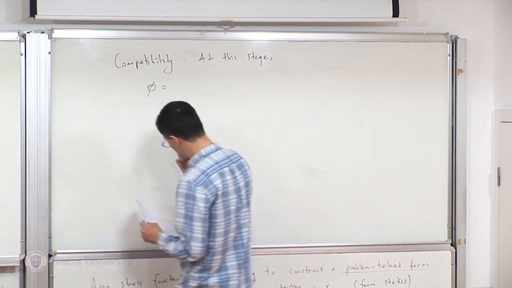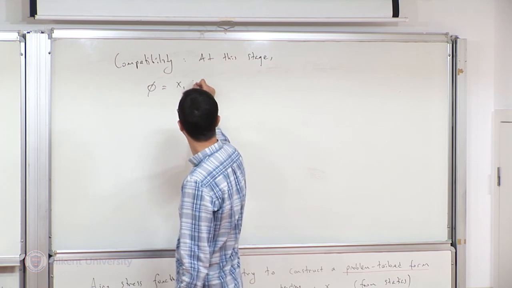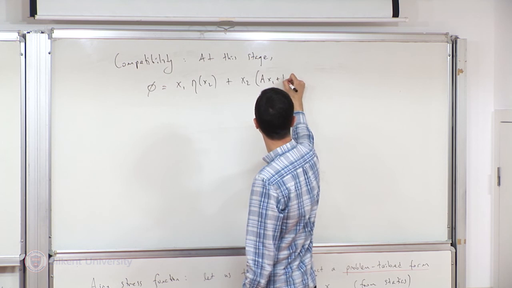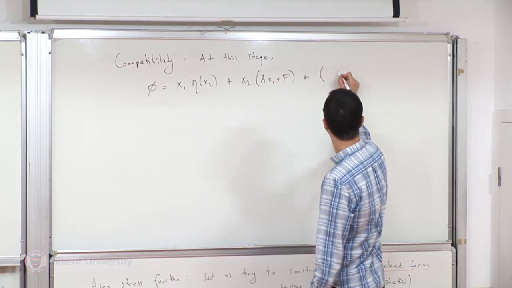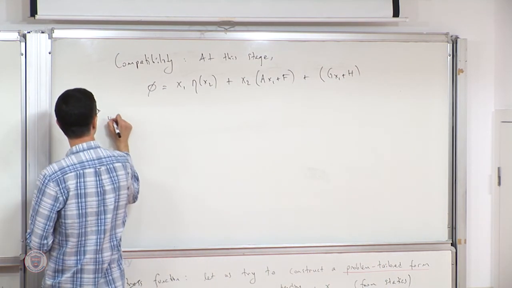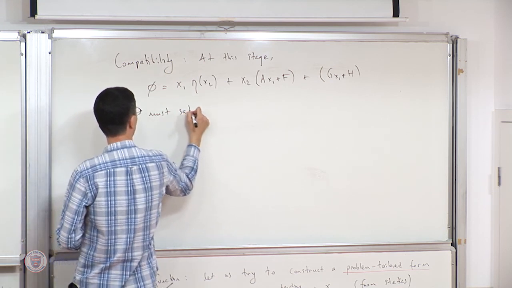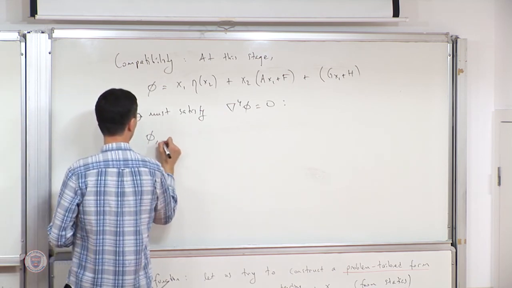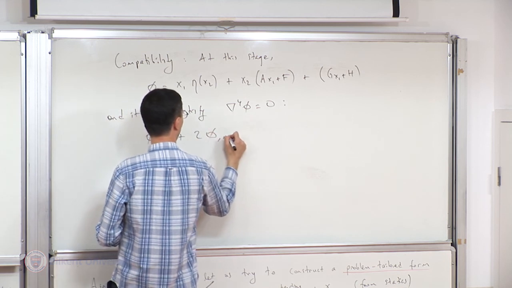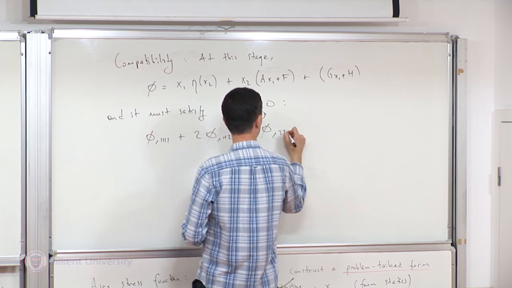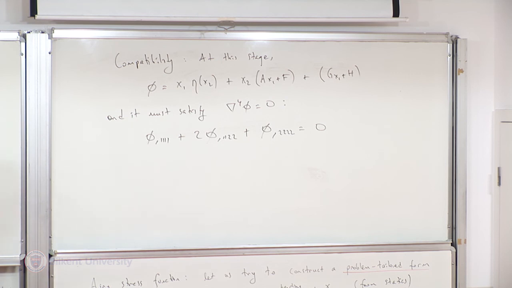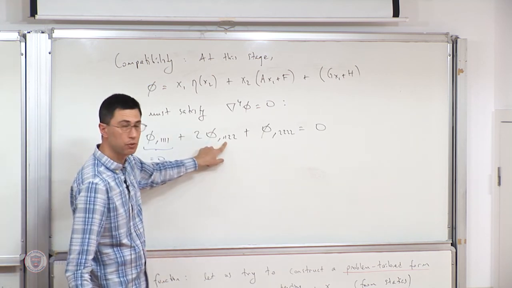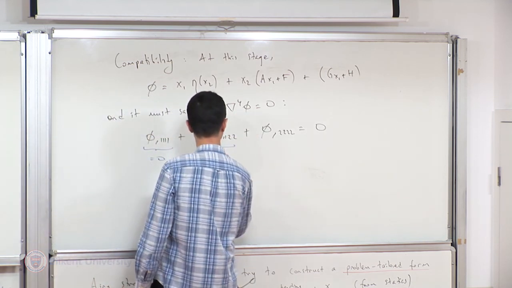So at this stage, we have phi is equal to x1 eta of x2 plus x2 xi of x1, where xi of x1 is a x1 plus f, plus zeta, g x1 plus h. And it must satisfy the compatibility requirement, which says that phi comma 1, 1, 1, 1, 4 derivatives, plus 2 phi comma 1, 1, 2, 2, plus phi comma 2, 2, 2, 2 should be equal to 0. And the function is rather straightforward. 4 derivatives with respect to 1, that is equal to 0. If you take 2 derivatives with respect to 1, 2 derivatives with respect to 2, every term drops. So that is also equal to 0.